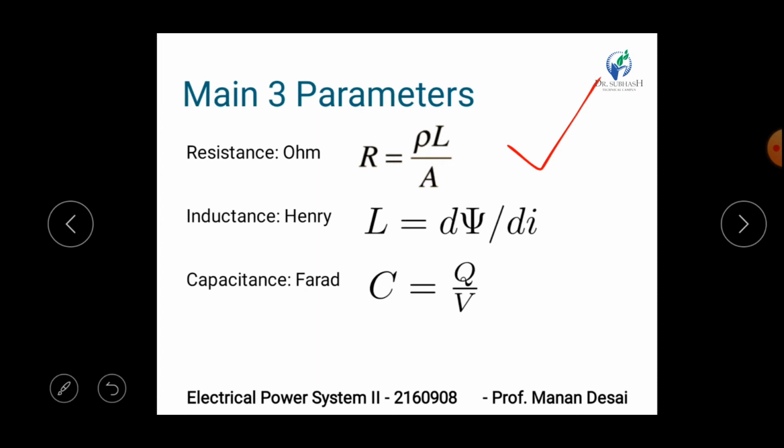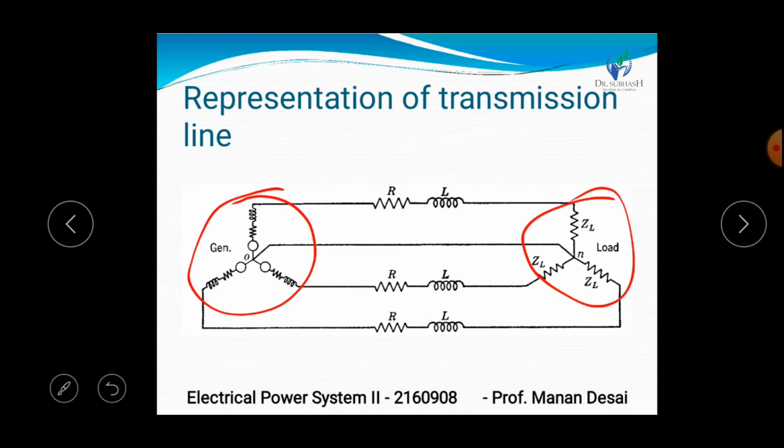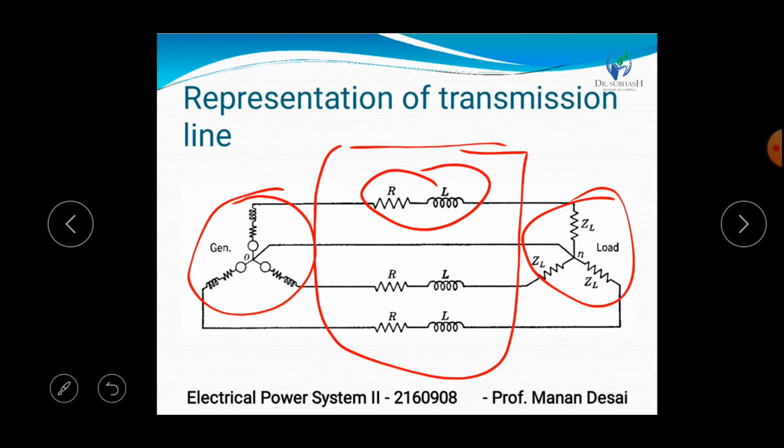It is in farad. Now here a figure shows a three-phase voltage source, or we can say generator, and a three-phase load. A transmission line is connecting between them. It is represented as an RL network because most of the part of the system is inductive.